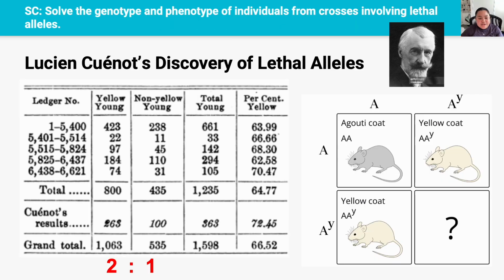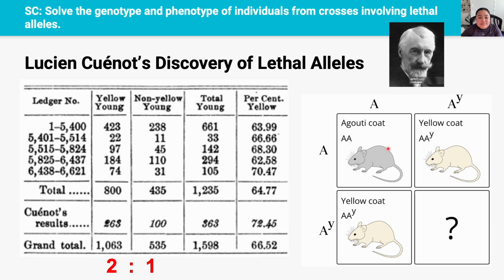So a little bit of history as to how lethal alleles were discovered. In 1905, Lucien Cuénot was studying the inheritance of coat color in mice. When he crossed 2 yellow mice together, he expected Mendel's familiar 3:1 phenotypic ratio in the offspring, but instead, he consistently observed a 2:1 ratio, 2 yellow mice for every 1 non-yellow mouse. This really puzzled him because it suggested that something unusual was happening.